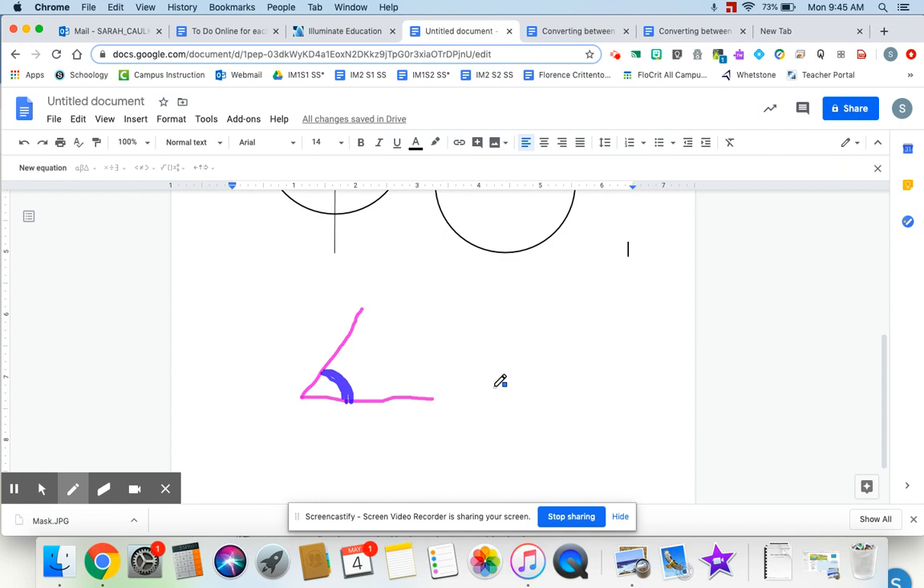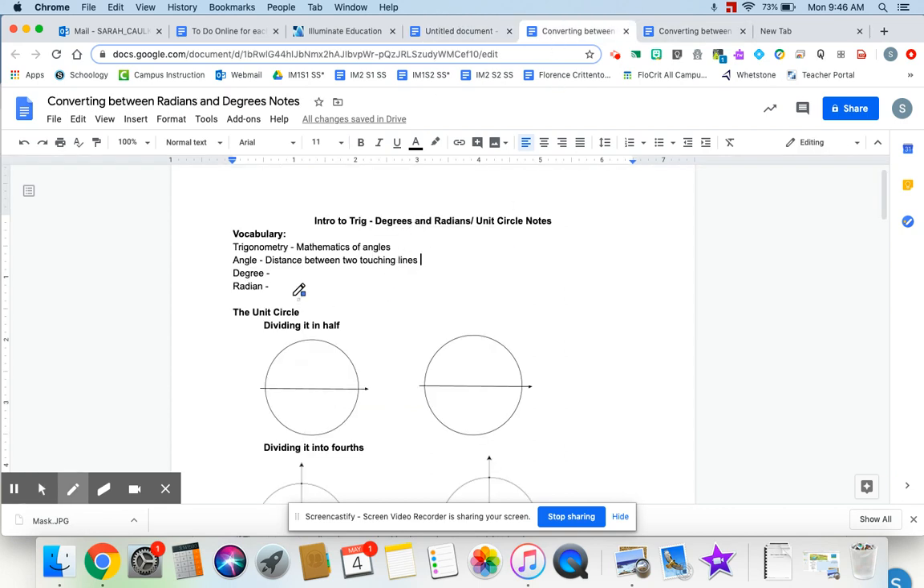And so you can measure angles in two ways. The most common way you know how to measure an angle is in a degree. Degrees are what you know. It's what we've talked about. There's 90-degree angles, 180, 360 is a whole circle. There's all the degrees. And so degree is a way to measure angles.